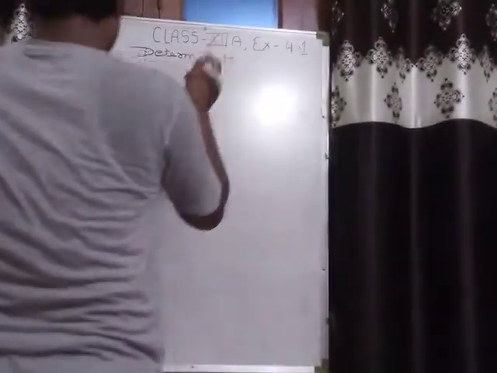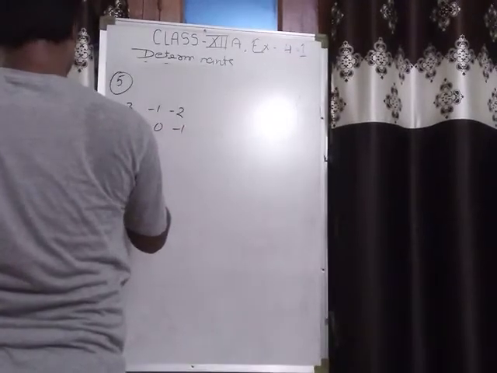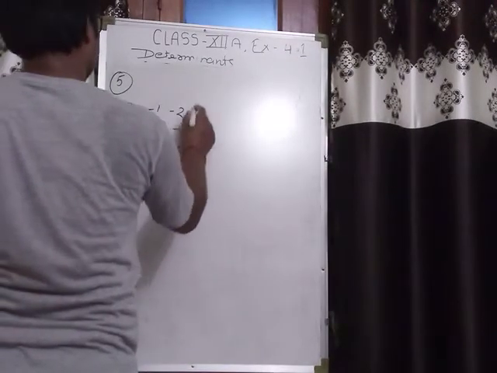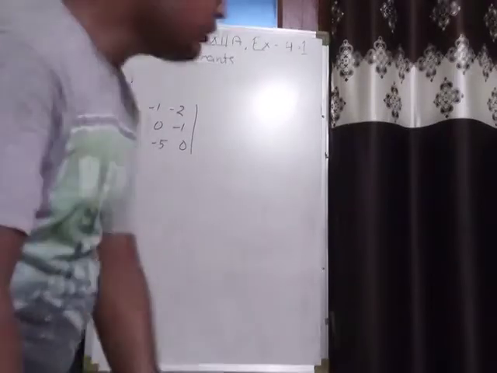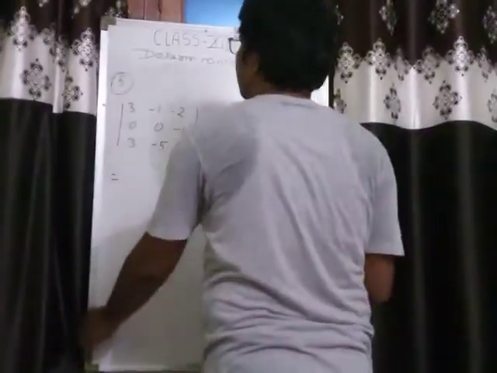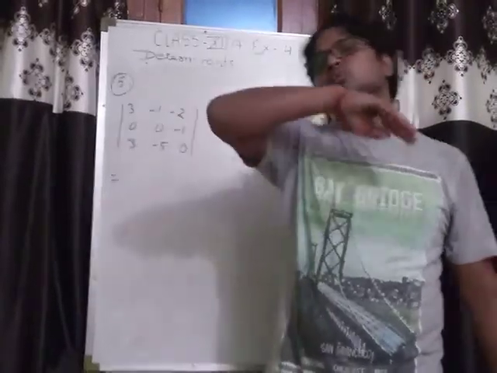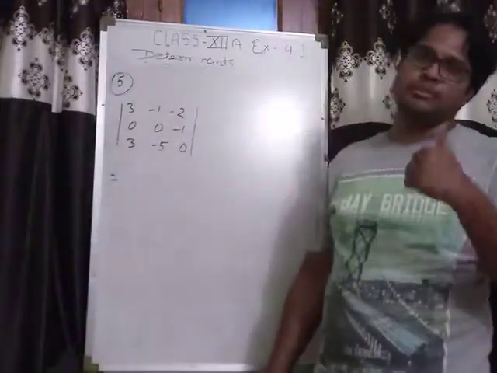Question number 5, evaluate the determinants, that is 3, minus 1, minus 2, 0, 0, minus 1, 3, minus 5, 0. Again you can see this is a determinant of a square matrix of order 3. You can find out the determinant of a square matrix of order 3 in 6 ways, according to any rows and any columns.